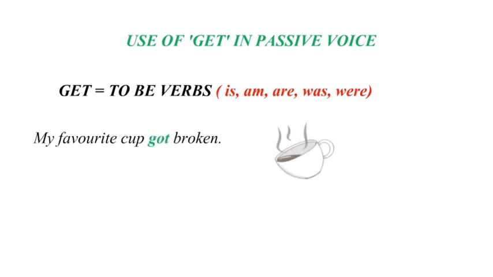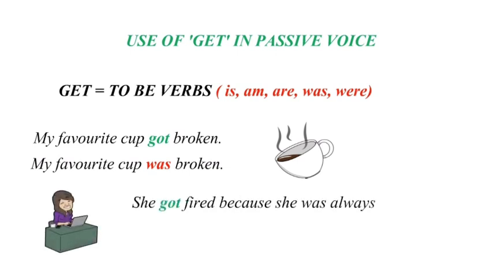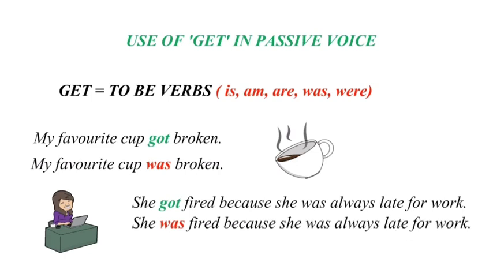My favorite cup got broken. So the actual formal sentence would be my favorite cup was broken, but here in place of was, I am using got. Okay, so this is the best way you can use got in a passive sentence in place of is, am, are, was, were. She got fired because she was always late for work. The actual sentence is she was fired. Again, in place of was, we are using got. So yeah, I've pretty much told you all the important usage of the word get in general conversation.